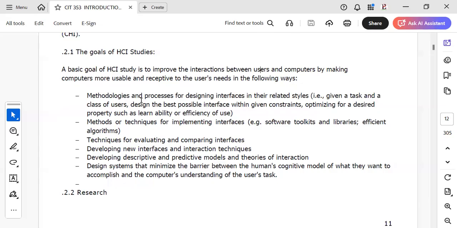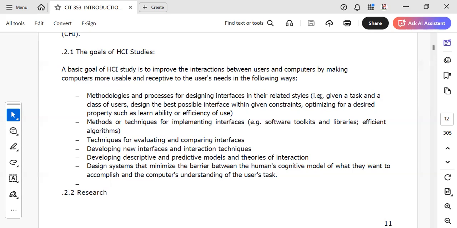So the methods and processes that are involved in designing interface and styles is one goal of studying HCI. We want to know how did they design this fine interface, what are the methods they use, and what are the processes it passed through before it became this beautiful interface. That is when programming will come to mind when we are doing this course.